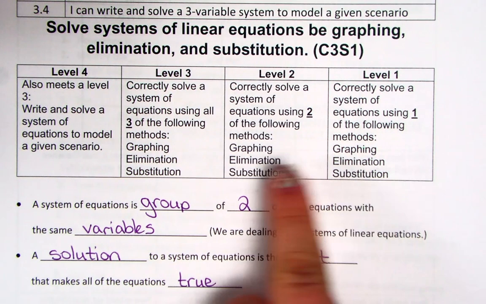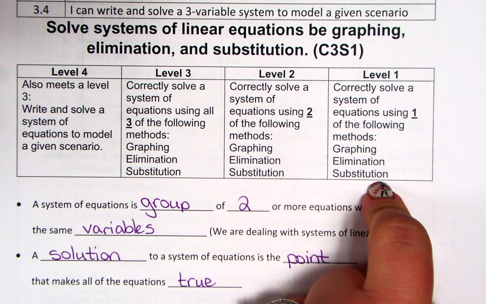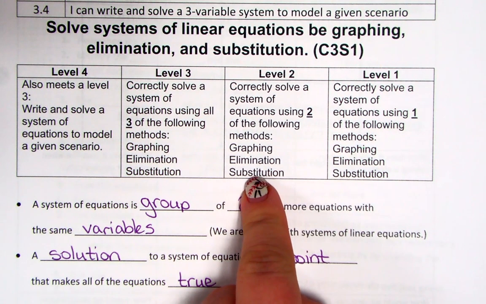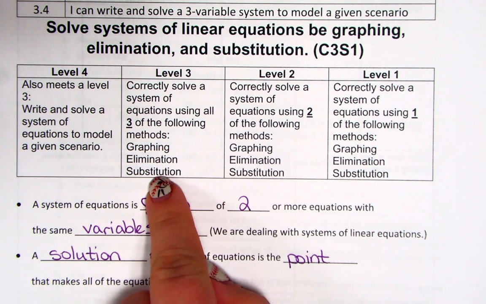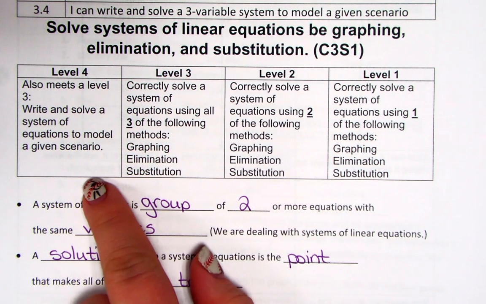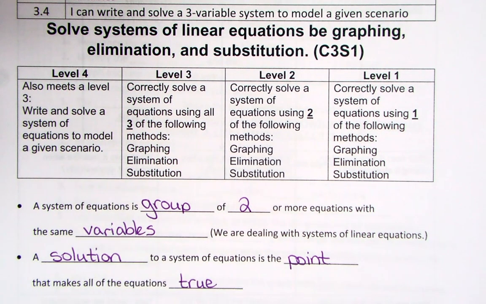So if we look at our scale, if you are able to solve a system with 1 of our 3 different ways, that's a level 1. 2 of the ways is a level 2. 3 of the ways is a level 3. And finally, if you're able to do all 3 of the ways and you can write a system and solve the system to model a scenario, then you meet a level 4.